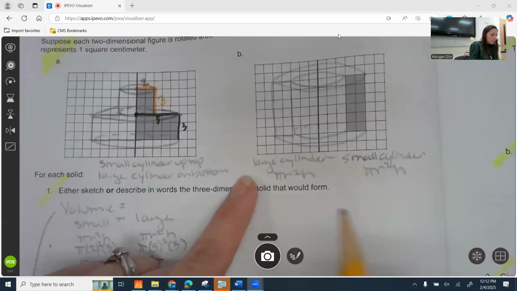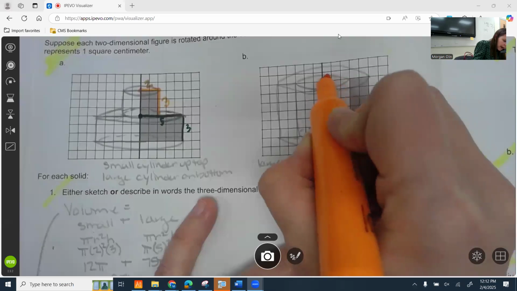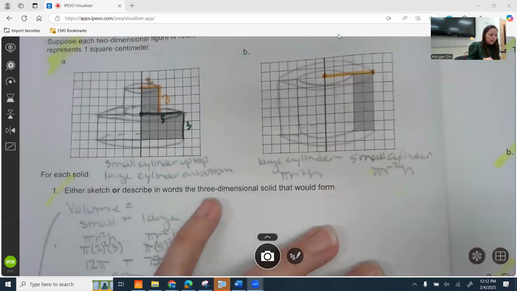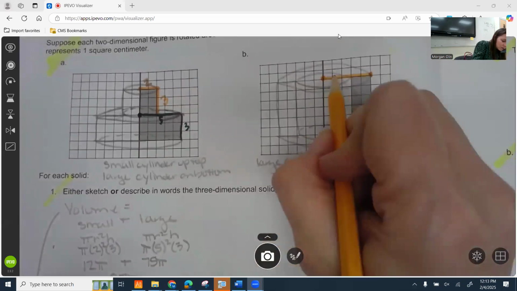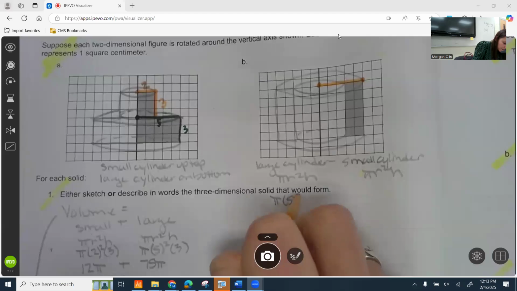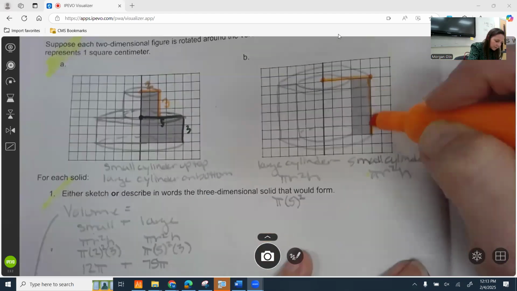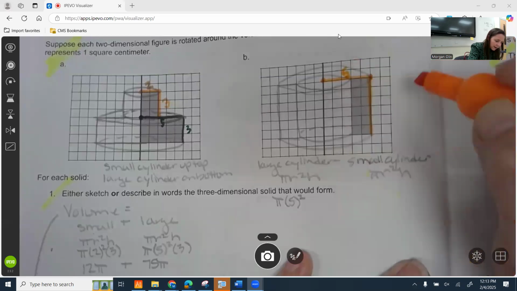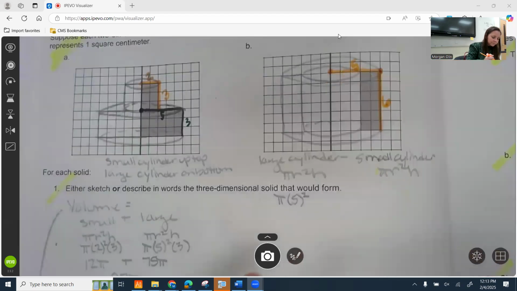But focus on the large cylinder first. Now, the large cylinder, you still have to go out from the rotation to here. That is the radius of it. All right, so that radius, 1, 2, 3, 4, 5. So pi 5 squared. Now the height is this part right here. All right, so the radius is 5. The height is 1, 2, 3, 4, 5, 6.